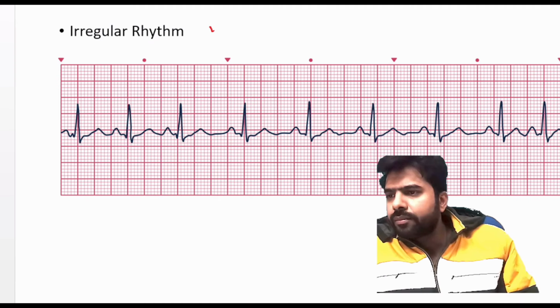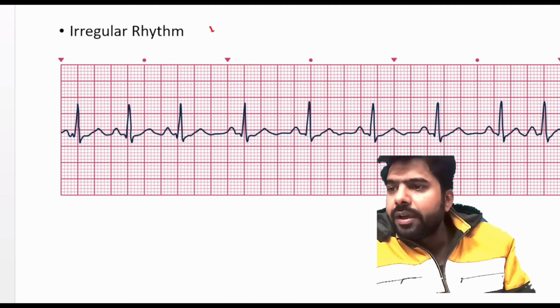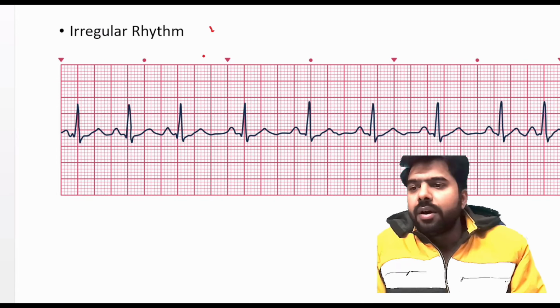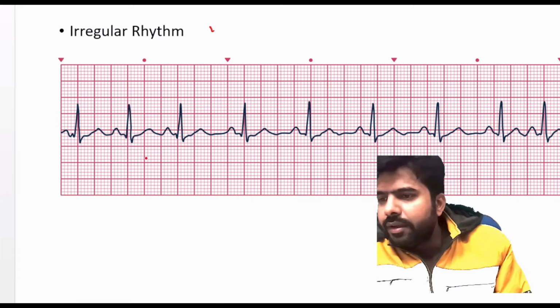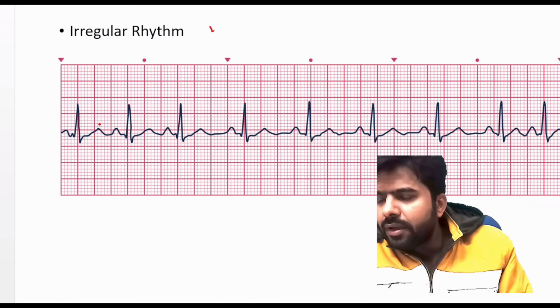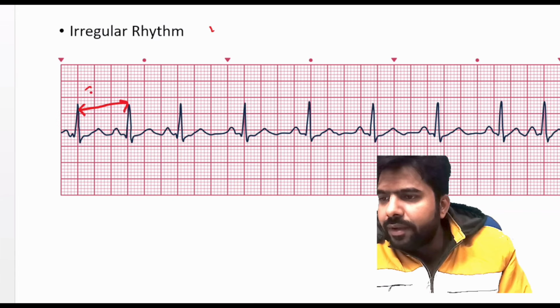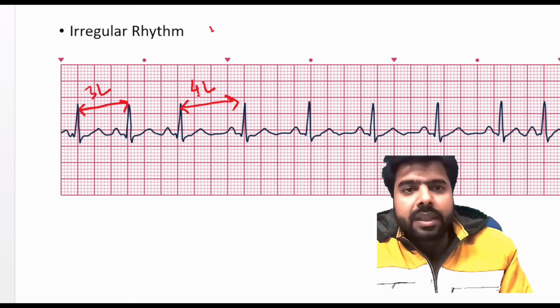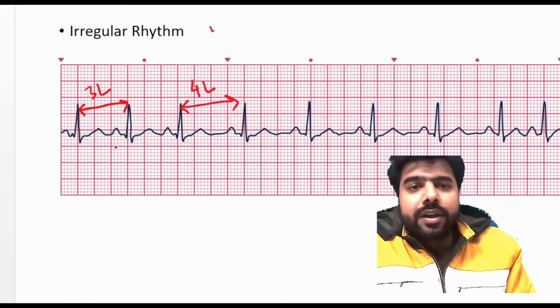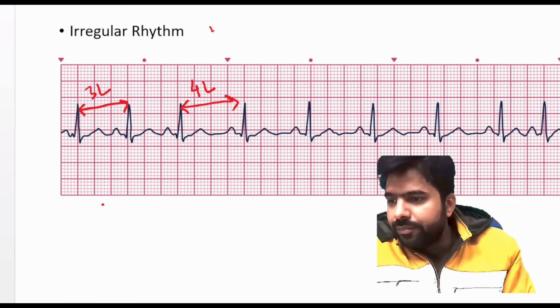So, coming on to the irregular heart rate. Now, how do we know that this ECG is irregular? First of all, there are three large boxes between these two R waves, whereas here there are four large boxes. Therefore, this heart rate or rhythm is irregular.